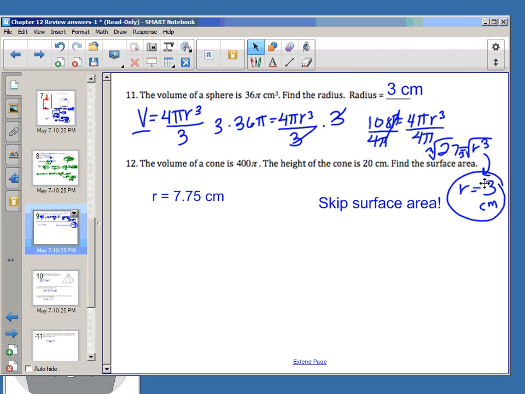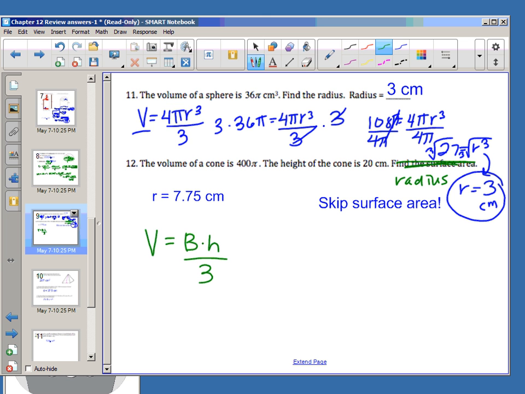Okay. Right, and then it says the volume of a cone is 400 pi. The height of the cone is 20. I'm going to skip finding the surface area, and I'm just going to ask you to find the radius. So again, the volume of a cone is base times height divided by 3. One thing you always need to remember is we're not solving for the area of the base, we're solving for the radius, so we're going to plug pi r squared in. Because if I have a cone, we know that the area of my base is pi r squared because it's a circle.